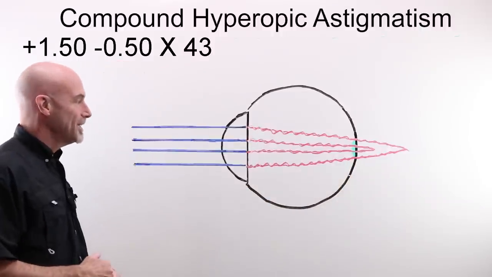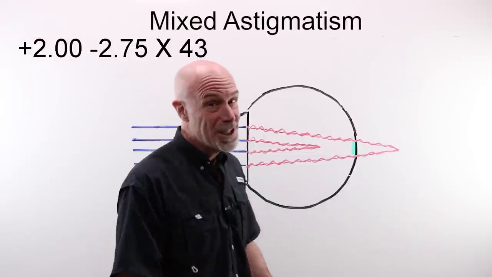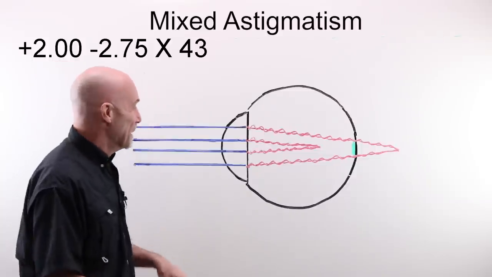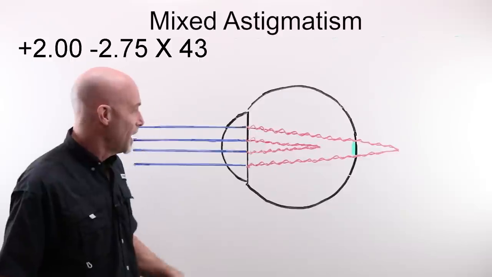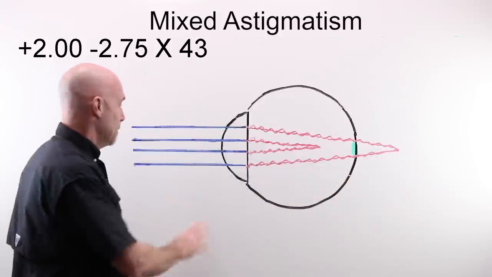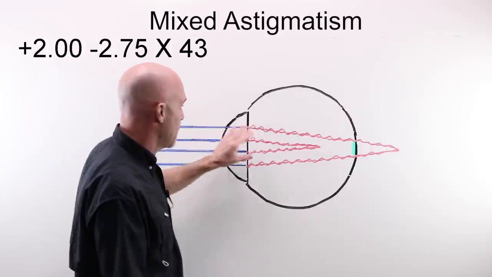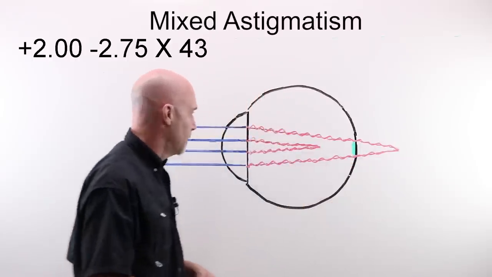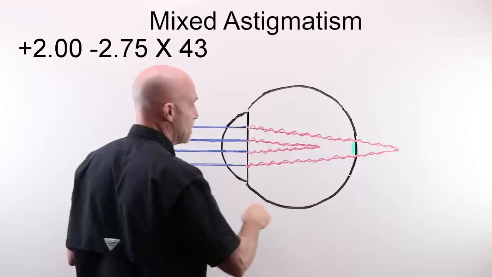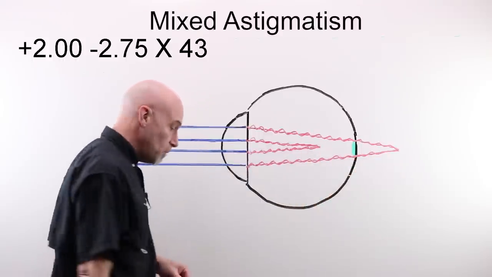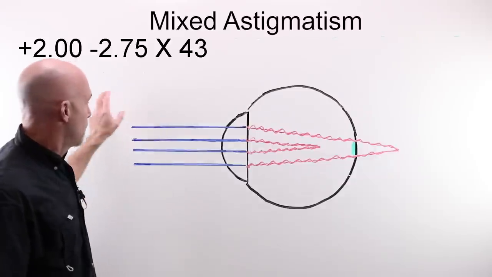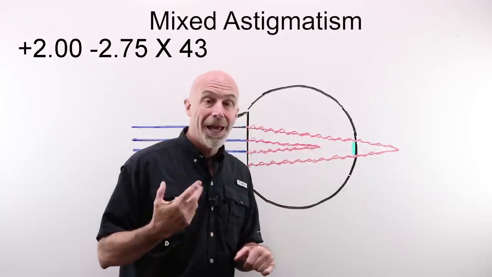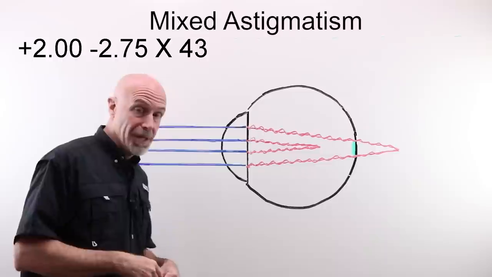Compound hyperopic astigmatism. Last but certainly not least is mixed astigmatism, which you might figure would look like this. Some of the rays are failing to meet the back of the eye. Some are falling behind. We've got our same eye, our same cornea, our same rays of light. We need to take these and bring them to here. We need to take these and bring them back to here. Our cornea is misshapen in such a way that we have some rays that are beyond, some rays that are not close enough. So we are going to have a prescription, and we'll learn this in later lessons, that has both plus power and minus power within the same lens.